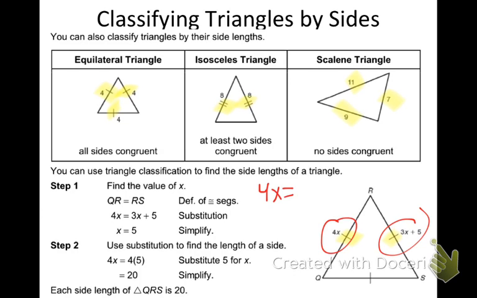So I'd say 4x equals 3x plus 5. And now I'd solve for x. You get x equals 5. Plug that in. Okay, all my sides now are 20. All right, so yeah, look for those congruency symbols so you can set up some equations.